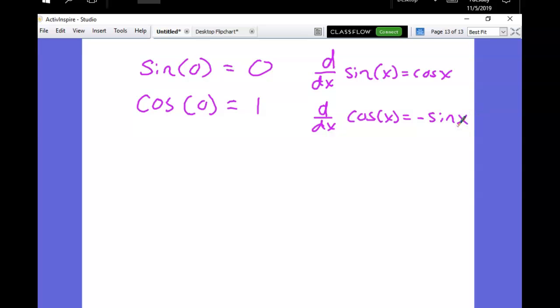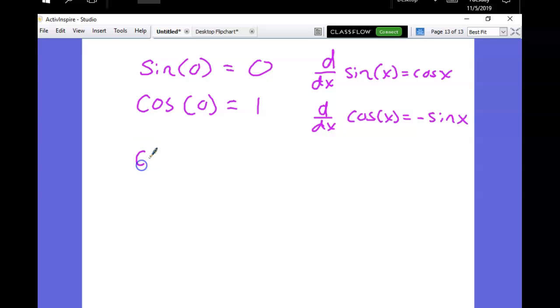Wait, isn't it technically like 1 though? Because if cosine is 1 and the derivative of sine is cosine, then isn't that 1? Because I think you're doing what you talked about earlier. Remember how I said derivative first, then you plug in? I think you're plugging in and then doing derivative maybe. But you're right. They're very close.